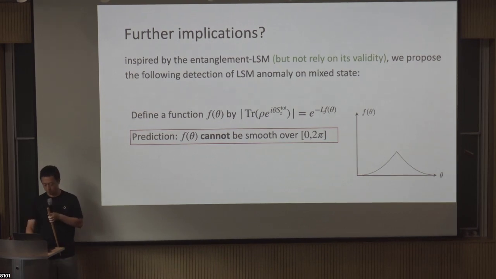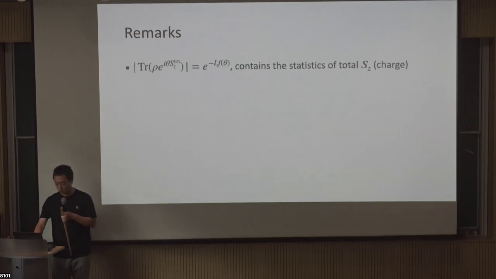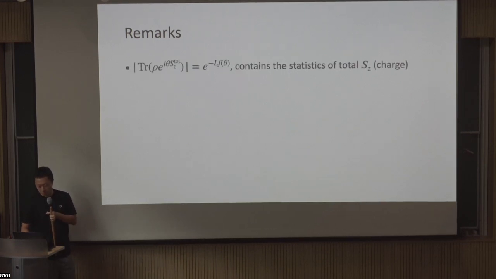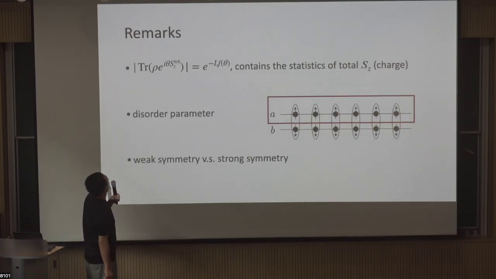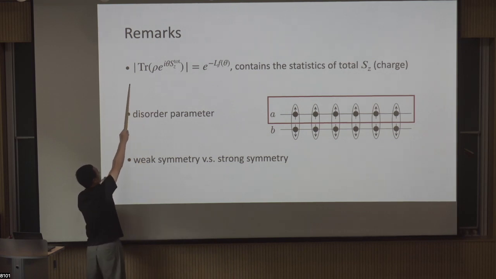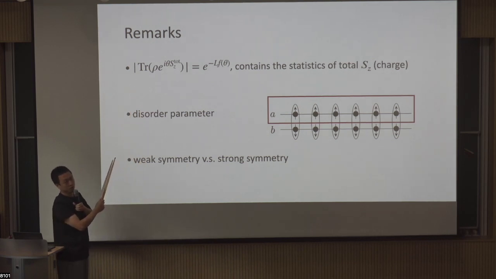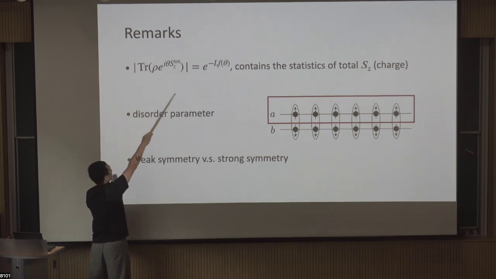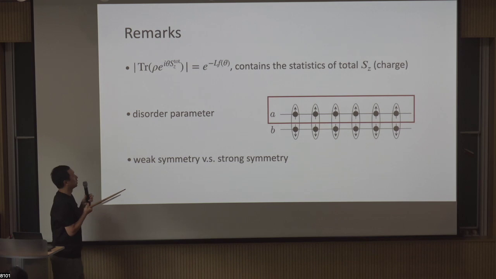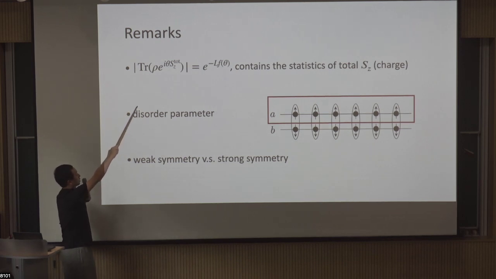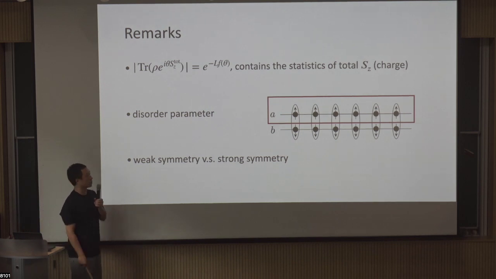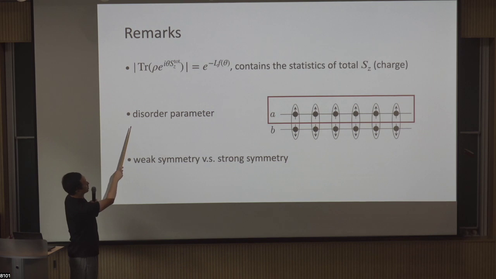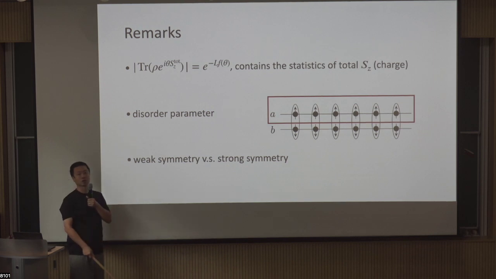Okay, let me make a few comments on the intuitions. First, let me clarify the meaning of this operator. I want to emphasize that the absolute value is just put for convenience. You can just pick it out and say we care about the real part, the magnitude. Our quantity is actually a linear function of the density matrix. It's a physical observable. So what does it reflect? It reflects the statistics of total S^z, so it's related to the full counting statistics.